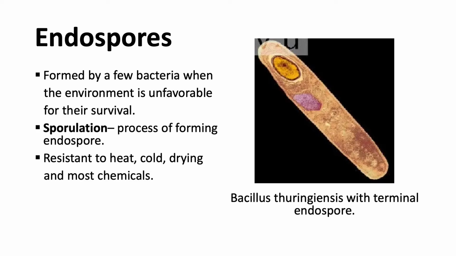During sporulation, a copy of the chromosome and some of the surrounding cytoplasm becomes enclosed in several thick protein coats. Spores are resistant to heat, cold, drying, and most chemicals, so spores have been shown to survive for many years. But when a dried spore lands on a moist, nutrient-rich surface, it will germinate and a new vegetative bacterial cell will emerge. These are cells capable of growing and dividing.